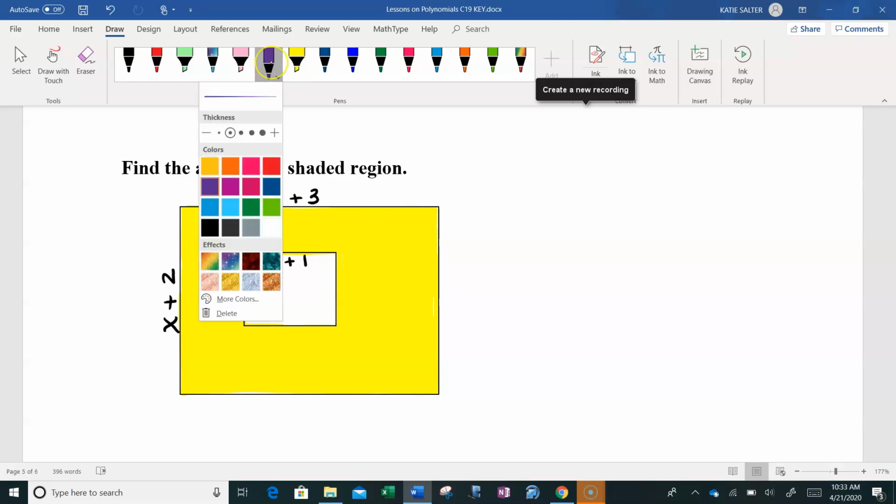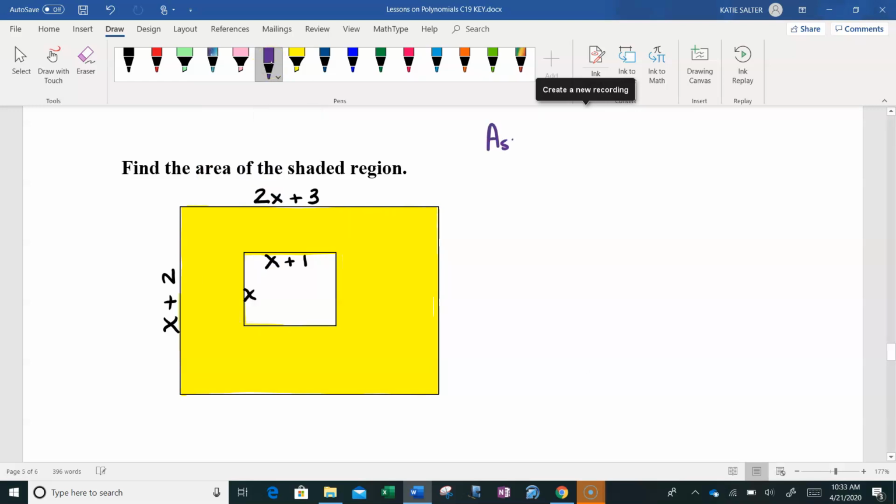To get the area of the shaded region, we would need to find the total area of the whole figure and then subtract out the area of the non-shaded region, in this case, the white part in the middle. So we need to find the total area, and then find the area of this little white rectangle in the middle, and subtract them to get the area of the shaded region. Here's where we put together what we've been doing today with the last 2 days. So let's start out by getting the total area.